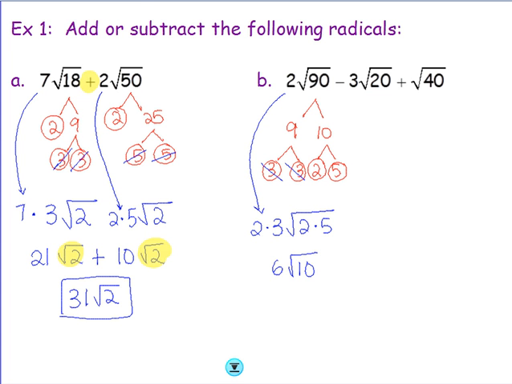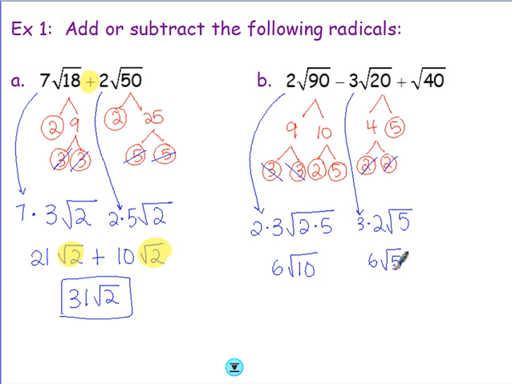Let's go on to the next one. 20 is 4 and 5. 4 is 2 and 2. Our pairs, we have a pair of 2's, so outside of the radical is a 2. The 5 is left over inside, and of course this 3 comes down as well. So we have 6 square root of 5.